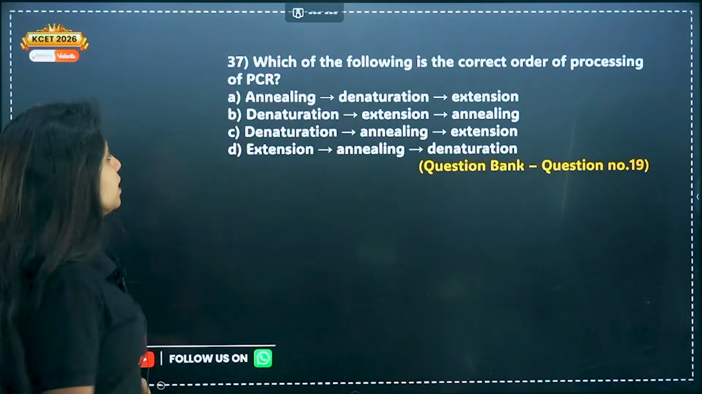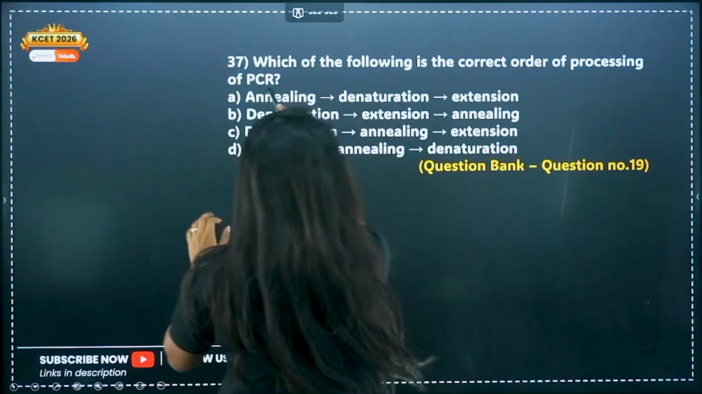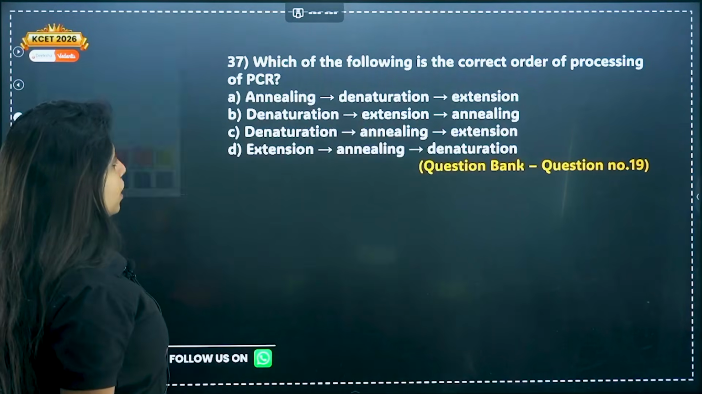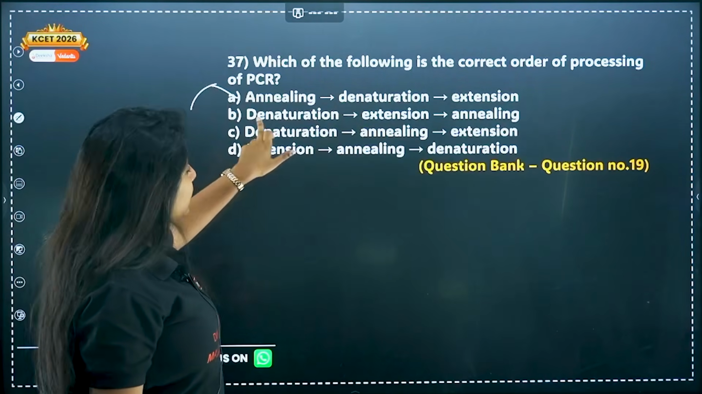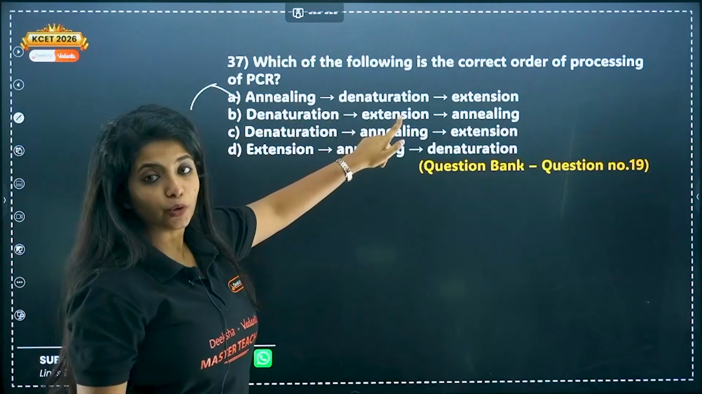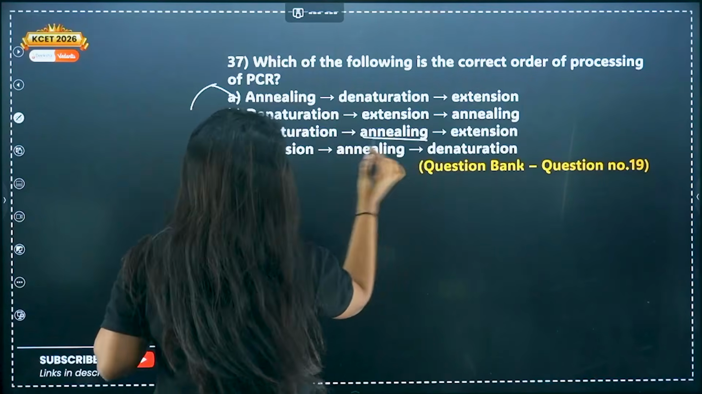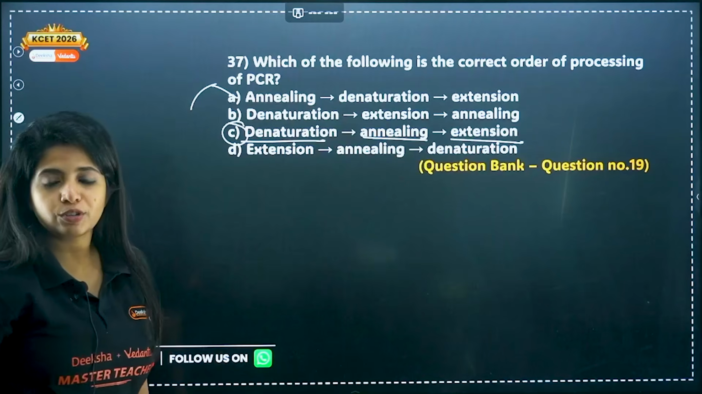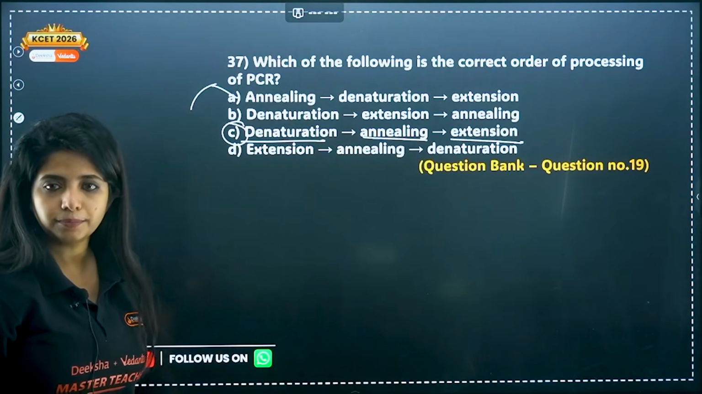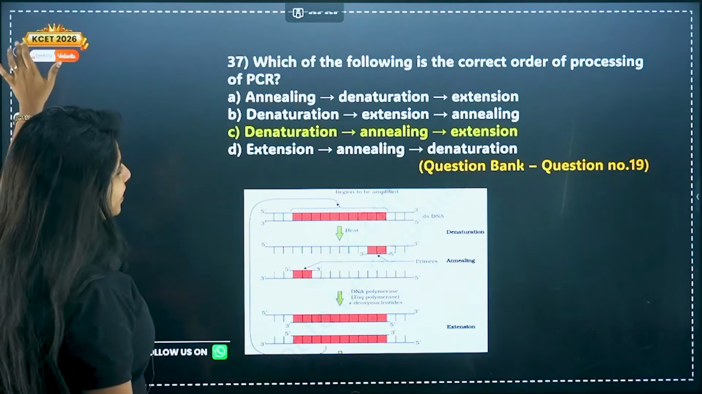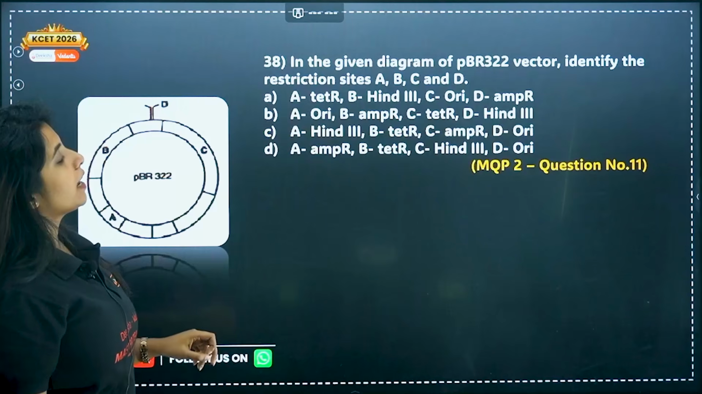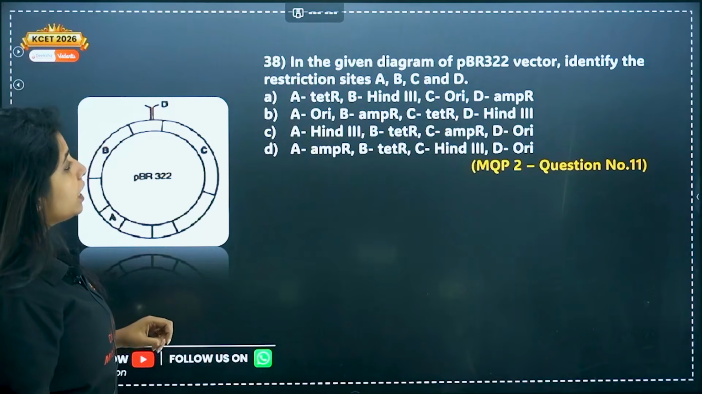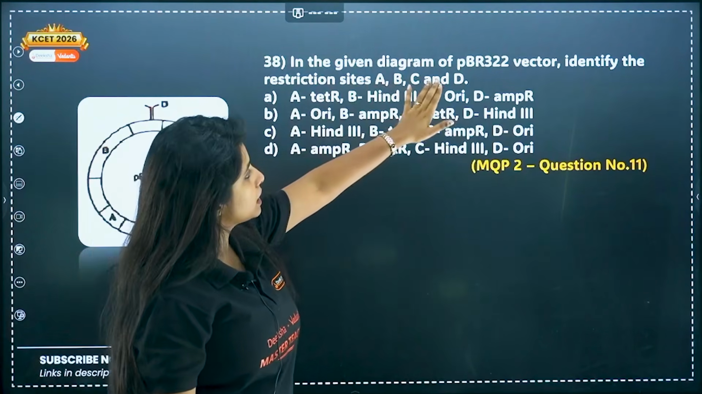Always remember that. So which of the following is the correct order of processing of PCR, my dear children? Annealing first? Wrong, ma'am. Denaturation first, ma'am. Then extension? No, ma'am. First you have to put primers. So denaturation, annealing, and then extension. Your answer for this question would be C. Cool? Cool, ma'am. Chalo. In the given diagram of pBR322 vector, identify the restriction sites A, B, C, D.